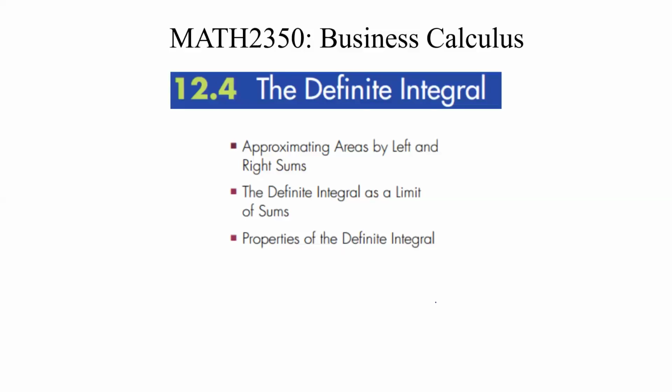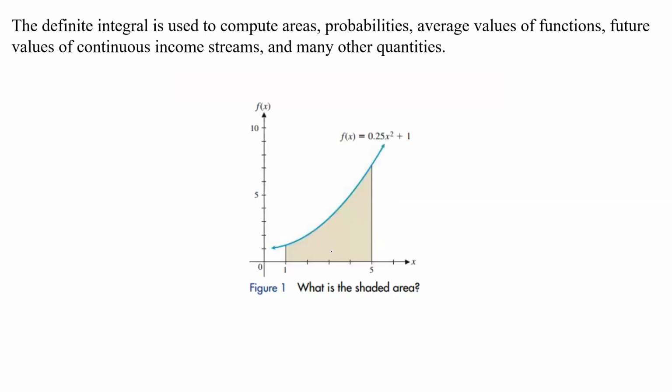All right, so here we're on 12.4 on the definite integral. Here we're going to approximate areas by left and right sums. We're going to look at the definite integral as a limit of sums, and we're going to look at the properties of definite integrals.